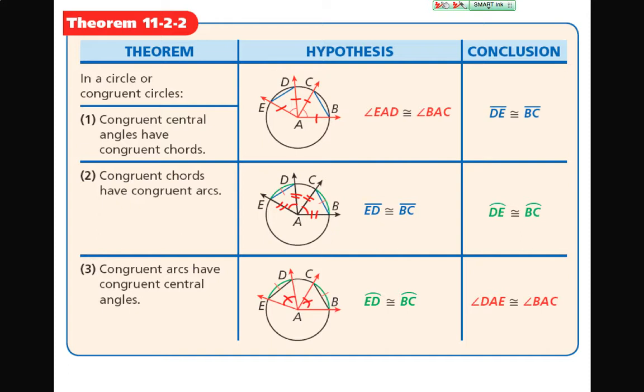We're going to go through a few examples, and one thing I want you to tell me is which part of this theorem it is. Is it part 1, part 2, or part 3? So you might underline what the hypothesis is. Like this first one, the hypothesis is congruent central angles. On the second one, the hypothesis is congruent chords. On the third one, the hypothesis is congruent arcs. We'll see which part we're using.